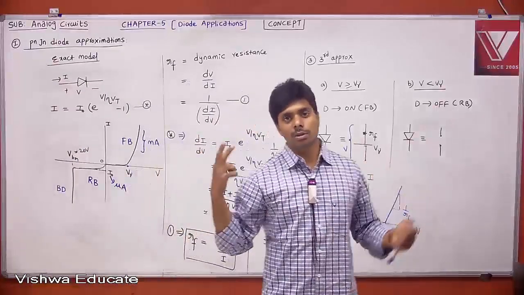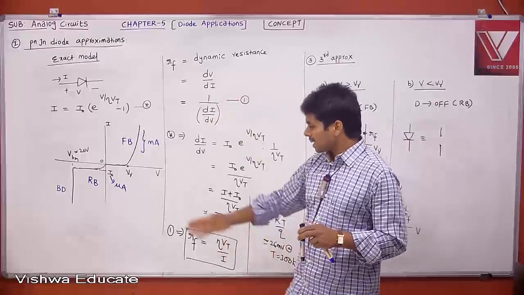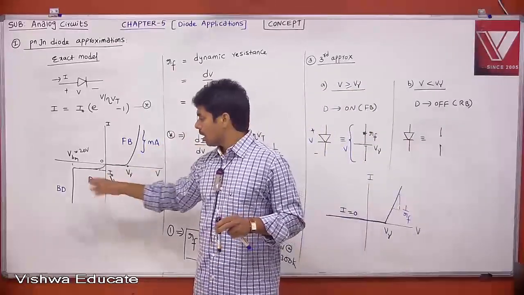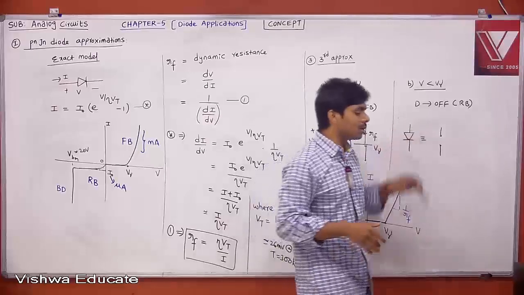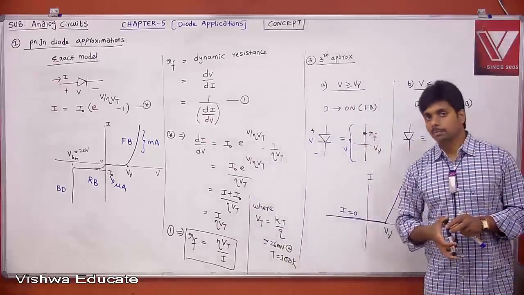That slope is what we are representing in the third approximation. Therefore, we can correlate the third approximation to the exact model, except that I naught is neglected and the breakdown is not accounted for. That is what your third approximation is. Now you can take it.